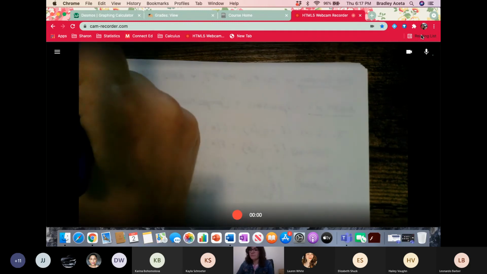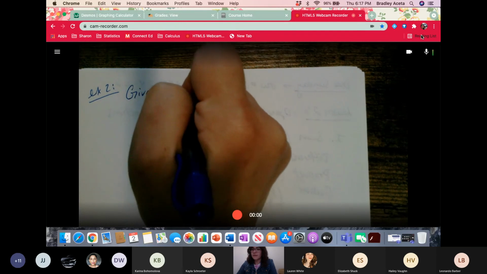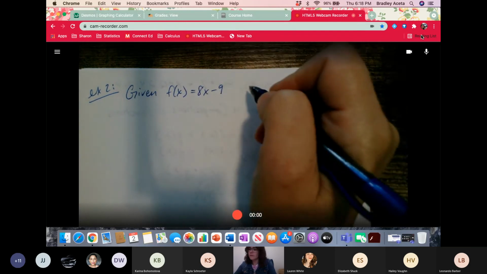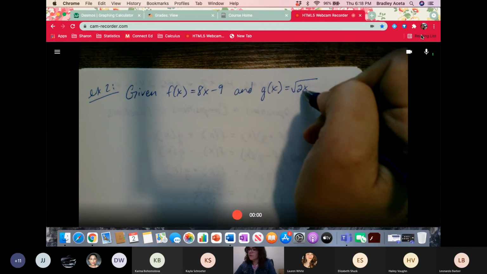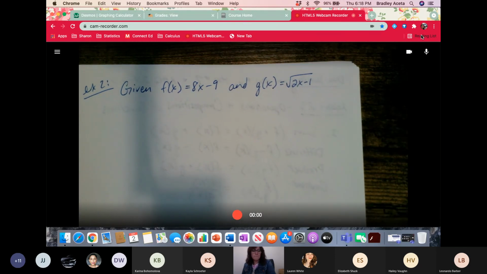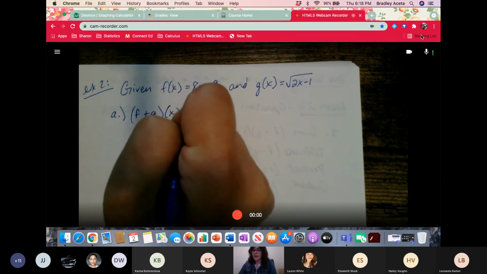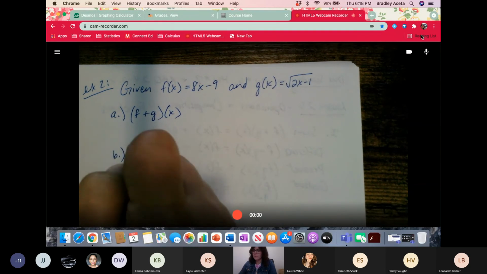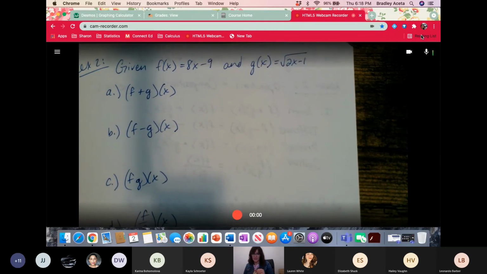They're going to give you, given f of x equals 8x minus 9 and g of x equals the square root of 2x minus 1. And they're going to ask for the f plus the g of x, the f minus the g of x, the f times g of x, and the f over the g of x. They're also going to ask you for the domain.